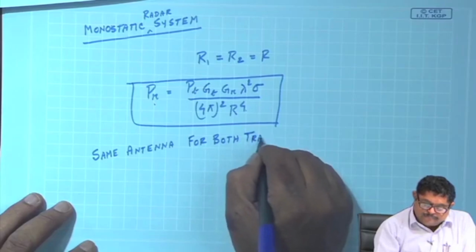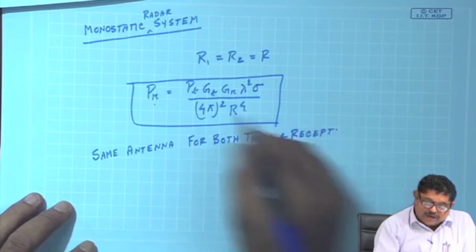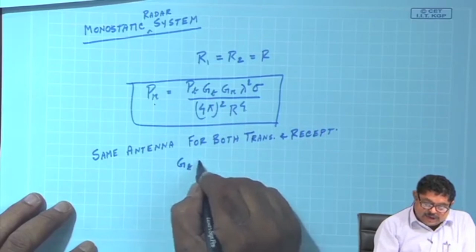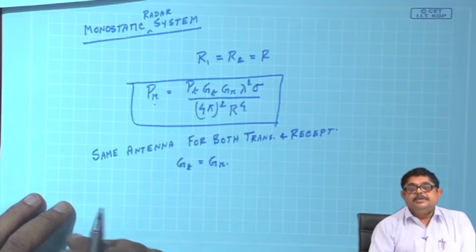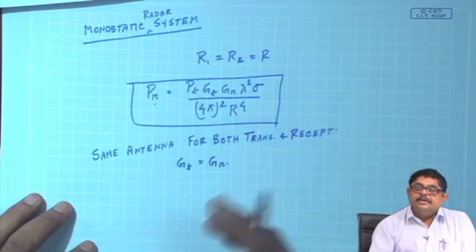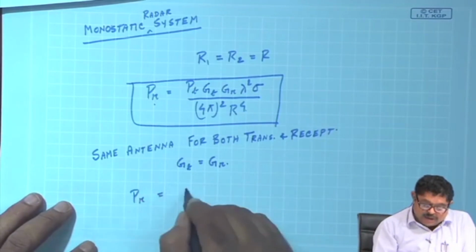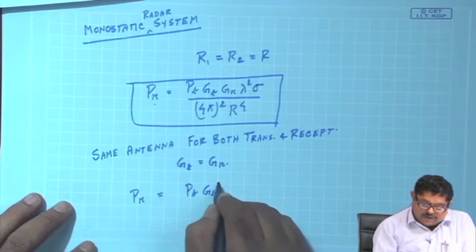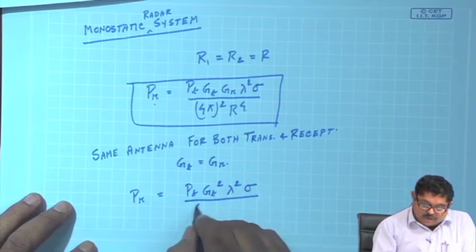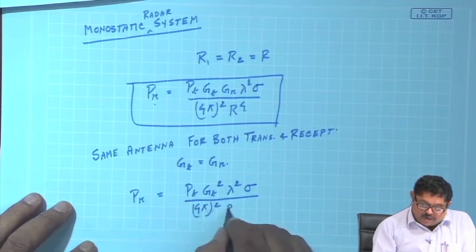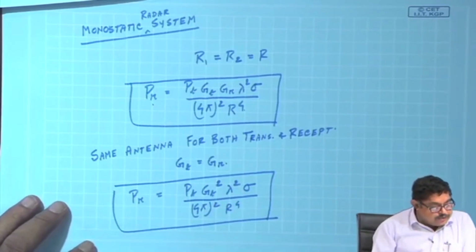transmission and reception. If you do that, then GT and GR are both the gain of the same antenna. GT was for the transmitting antenna, GR for the receiving antenna. So, they become equal. Then PR becomes PT GT square lambda square sigma divided by (4 pi) whole cube r to the power 4. So, this is another radar equation.